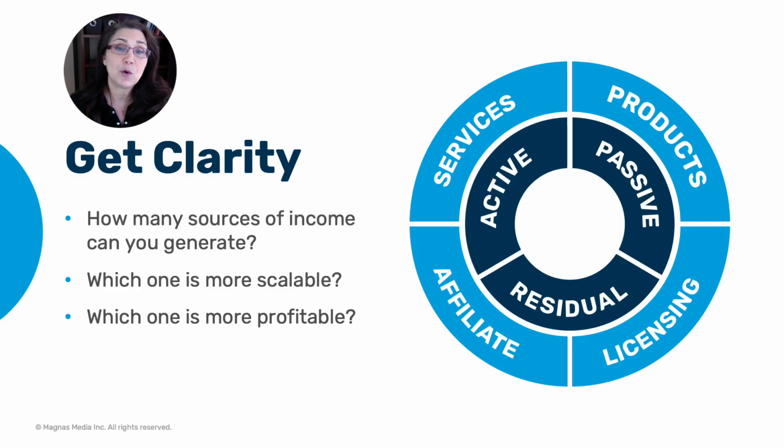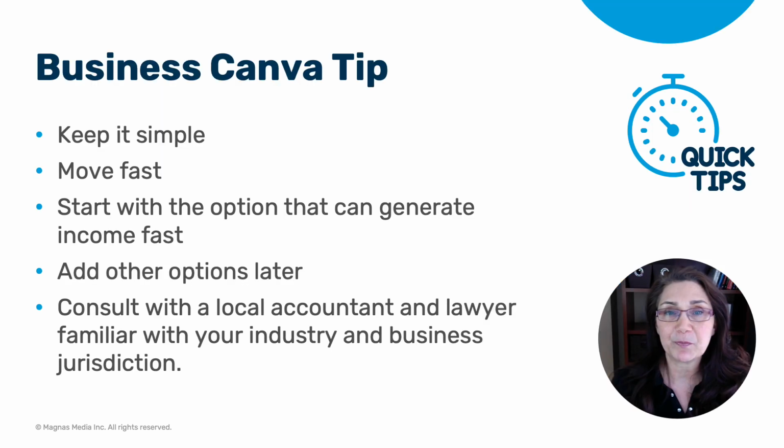Because really the main purpose of this exercise is so that you can get more clarity, more specifically for yourself. This is an exercise that you need yourself, so that when people ask you, you'll be able to explain your business model more thoroughly. And the biggest questions, if you're talking to investors, what they need to know is how many sources of income can you generate, which one is more scalable, and which one is more profitable. So at a very high level, this is really what the business model is all about from an investment point of view. So in terms of tips for the Canva, I would say keep it simple, move fast, put the first answer that comes to mind. You can always fine tune later when you get more feedback.